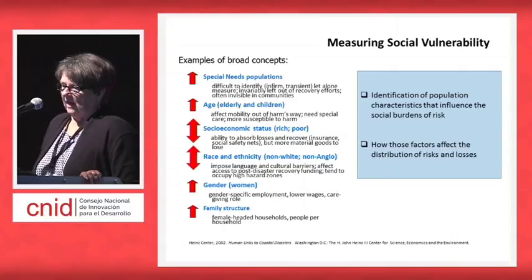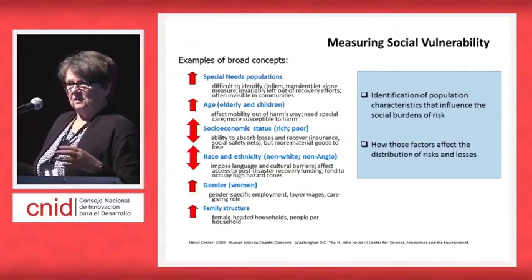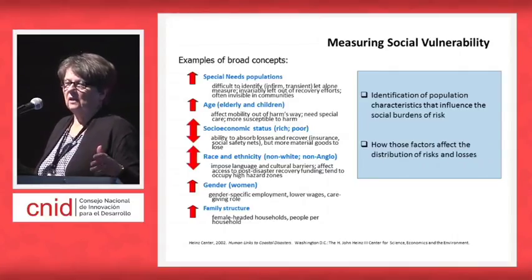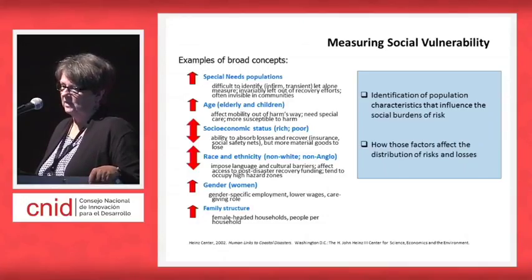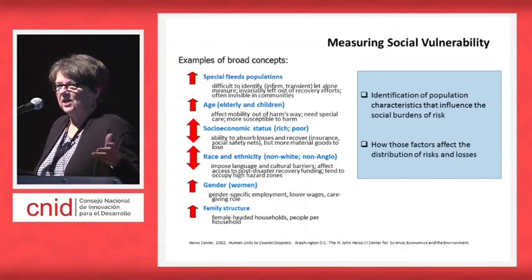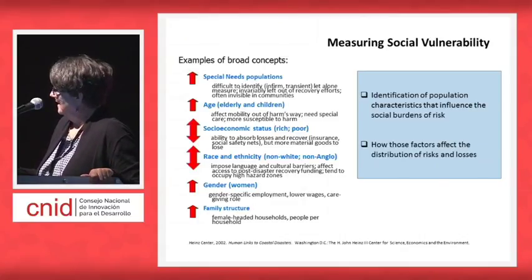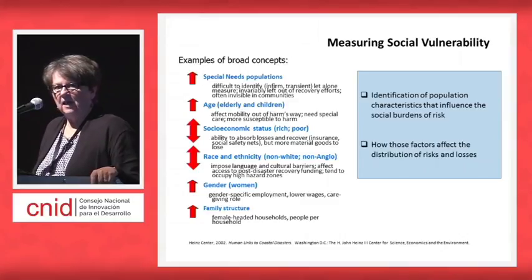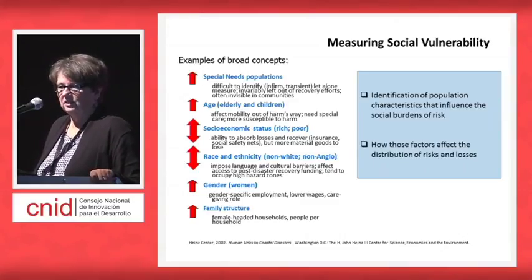We know that socioeconomic status influences capacities to prepare, respond, and recover from disasters. For the wealthy, they have the ability to absorb losses, but they actually have more to lose. And at the same time, we see that the lower income poverty populations also are extremely vulnerable.